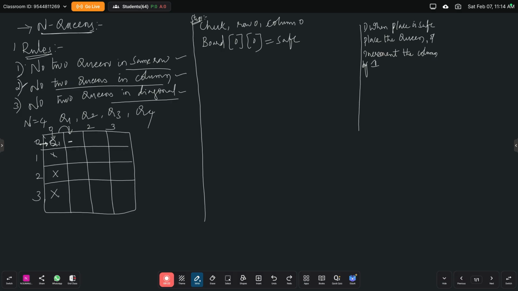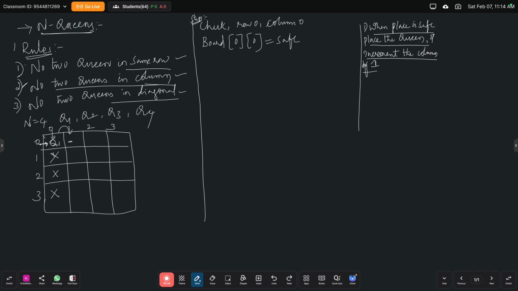When the place is safe, then place the queen. After placing the queen, we have to increment the column by 1. Why are we directly incrementing the column? Whenever we place a queen in a particular column, we cannot place one more queen in this column, because what is our second rule? No two queens should be placed in the same column.